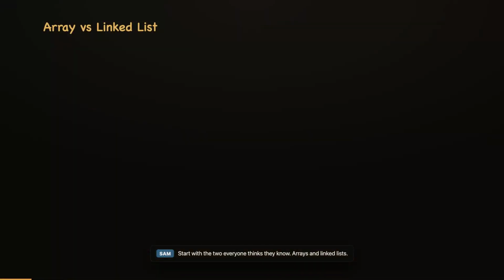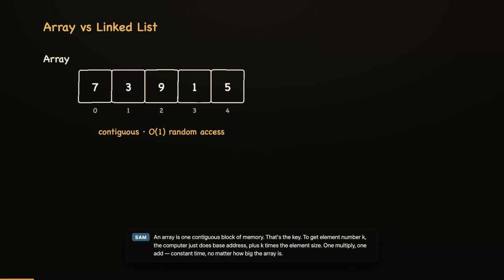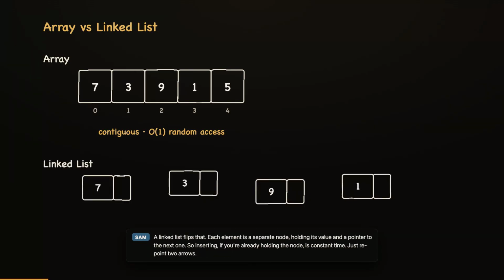Everyone thinks they know. Arrays and linked lists. An array is one contiguous block of memory. That's the key. To get element number k, the computer just does base address plus k times the element size. 1 multiply, 1 add. Constant time, no matter how big the array is. And insertion? That's the catch. Insert or delete in the middle, and you have to shift everything after it over by 1. That's linear time.